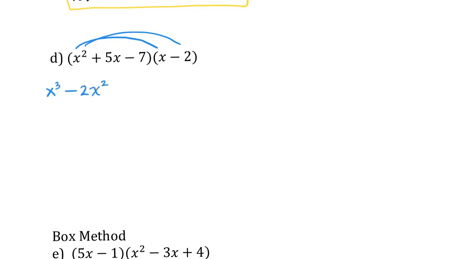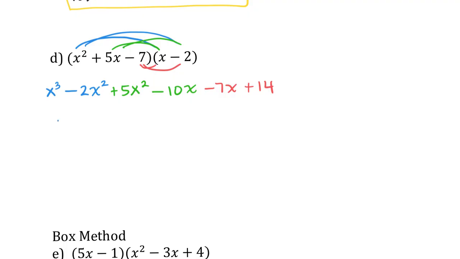Okay, now I'm going to go to the 5x. So 5x times x is 5x squared, minus 10x. Okay, now let me go to the minus 7. Minus 7x. Minus 7 times minus 2, plus 14. Okay, so I have 6 terms. If you want to make sure you get everything, this is 3 terms by 2 terms. 3 times 2 is 6. I should have 6 terms. 1, 2, 3, 4. I got all the terms.